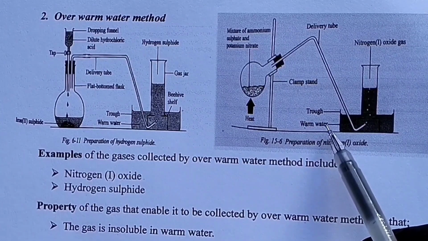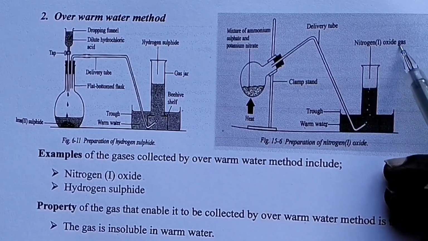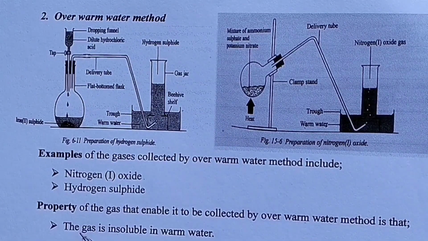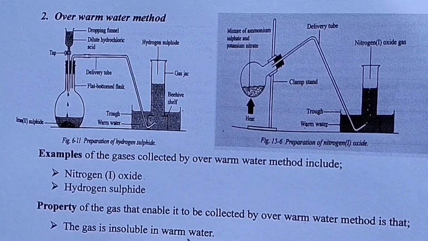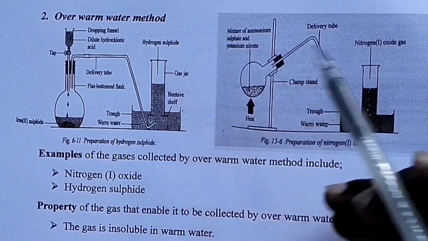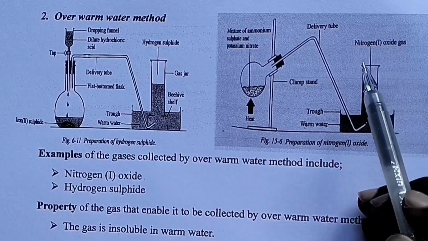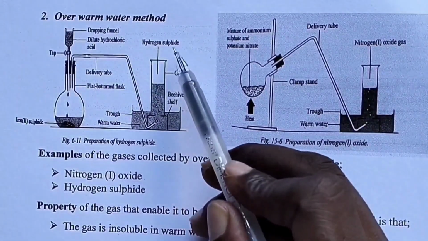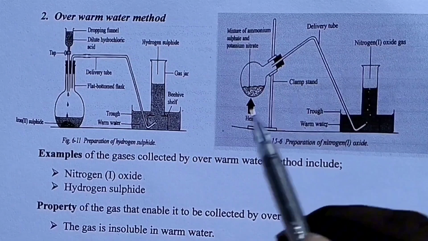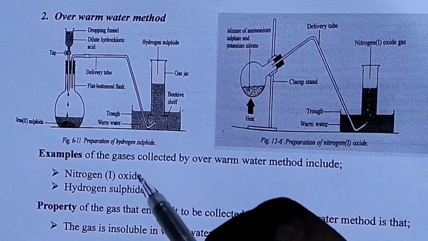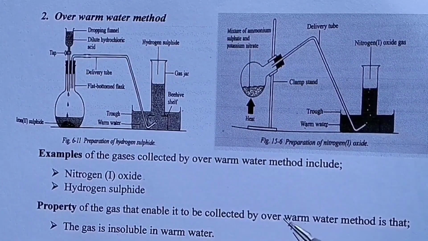So the property that makes nitrogen monoxide gas and hydrogen sulfide gas to be collected by the warm water method is that the gas is insoluble in warm water. During the exam, you can be asked to give a reason why hydrogen sulfide gas or nitrogen monoxide gas is not collected by the over water method. Because hydrogen sulfide gas or nitrogen monoxide gas is soluble in cooled water, or it is soluble in water. So the reason why we are collecting it over warm water is that they are insoluble in warm water.